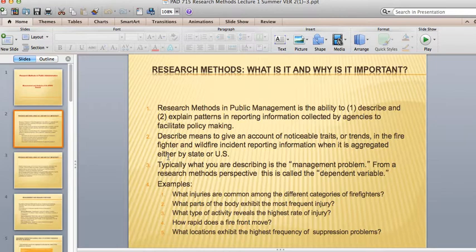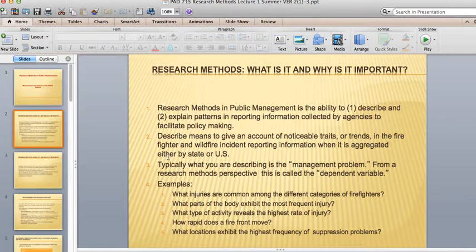Typically, as I noted in class, what you are describing is the management problem. From a research methods perspective, this is called the dependent variable. In public management, someone brings something to our attention via citizen complaint. When I was a planning commissioner, I had persons file complaints in our department that somebody did not file a building permit. We needed to issue a stop work order. You'd send somebody out in the field and had to address that. That's the management problem. So what you're seeking to describe in trying to identify noticeable trends or patterns is your management problem. And from a research method standpoint, this is your dependent variable.